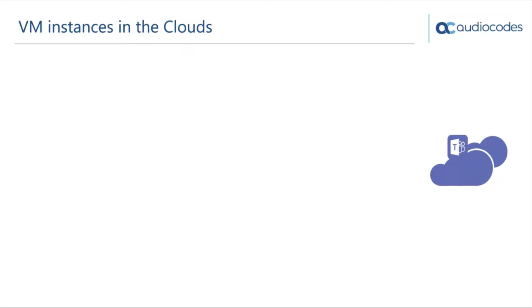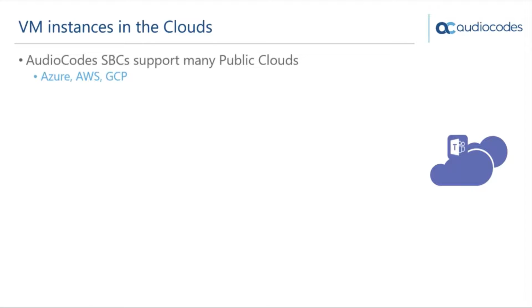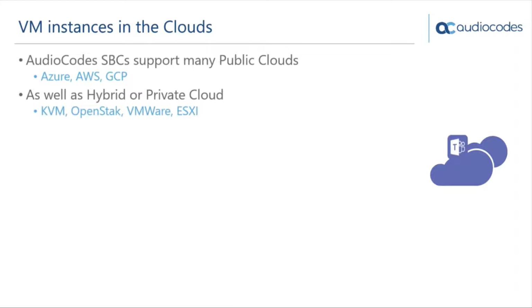So how does that map into virtual machines that you might put in the cloud? We support many different types of public cloud. We can run in Azure, in AWS, in Google Cloud Platform. We can also run in the hybrid or private clouds, so things like KVM, OpenStack, VMware ESXi, and lots of other ones as well. We can run in all these different public and private clouds, and as I mentioned before, we use different VM sizes to support different capacities.